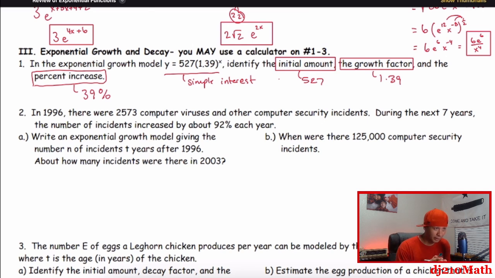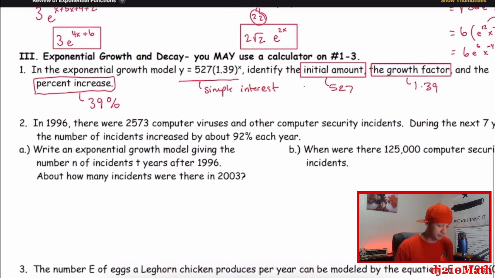Right? Everything is in relation to 1. How much more than 1? How much less than 1? So if it's exactly 1, no matter what power you put on 1, the answer is just 1, and 1 times 527 would just be 527, and there's no growth or decrease. You understand what I'm saying? So it has to be bigger than 1 or smaller than 1 for it to grow or decrease. That's the point. Okay.